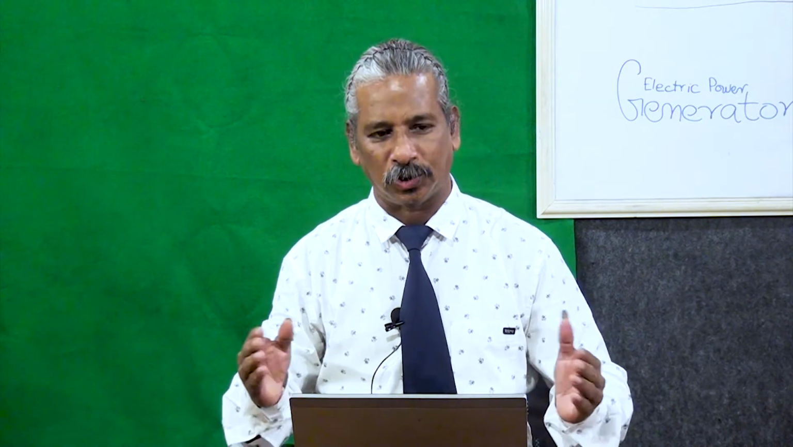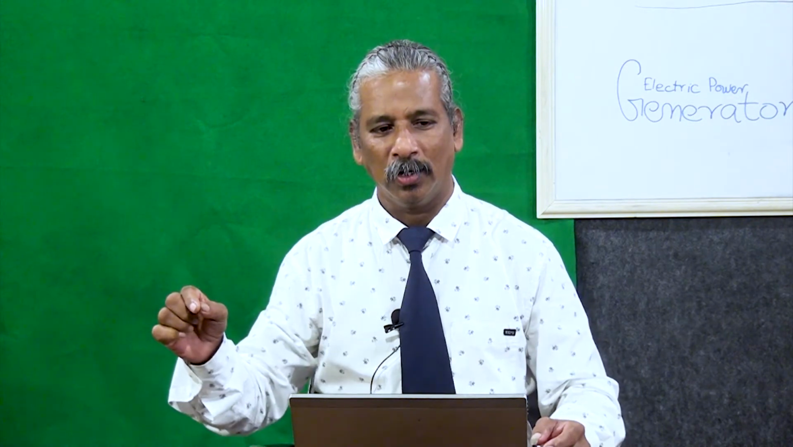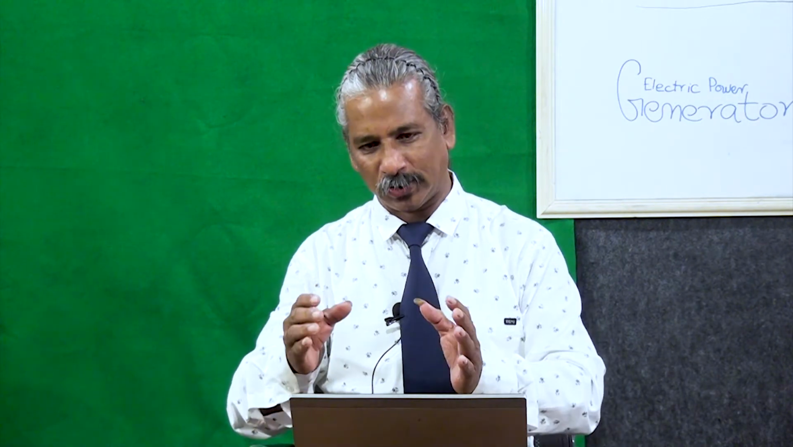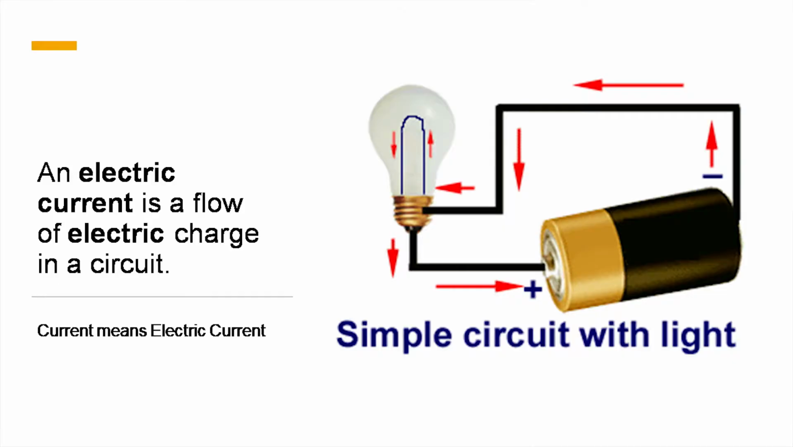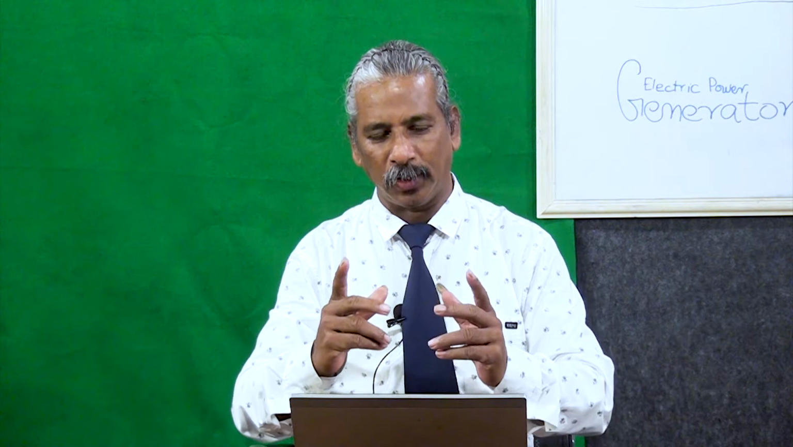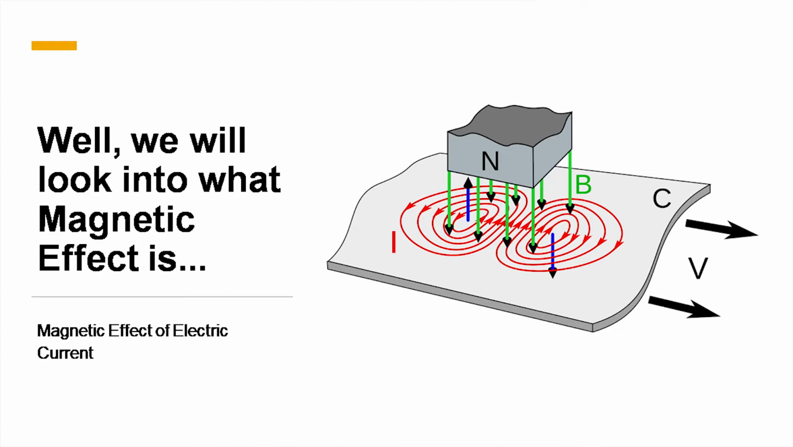An electric current is a flow of electric charge in a circuit. Current means electric current here. You can see the picture of a cell, and from the negative pole of the cell, the electrons flow, and go through the filament of a bulb, producing a form of energy called light, and return to the positive pole. This is a simple circuit with light. Now we'll look into what magnetic effect is.